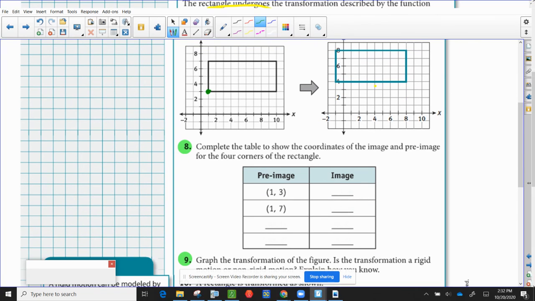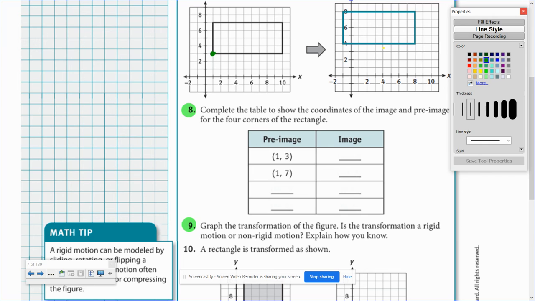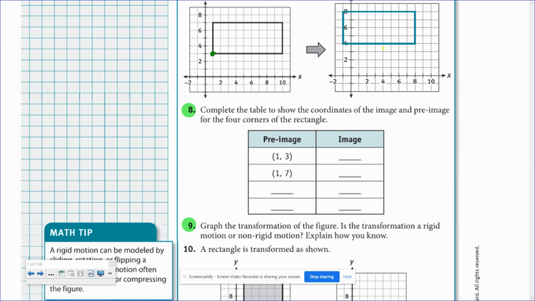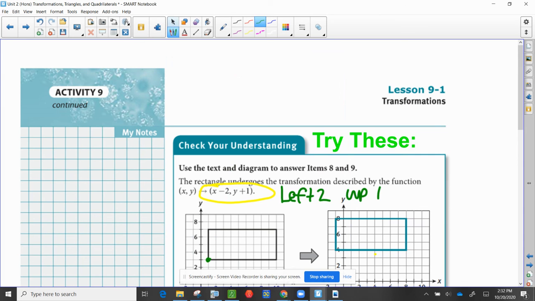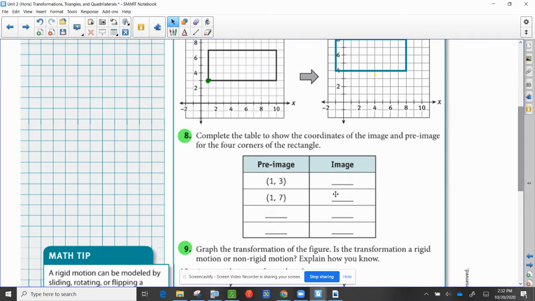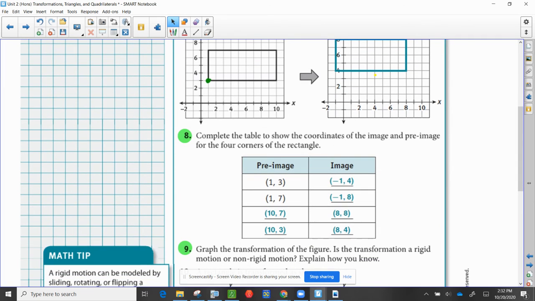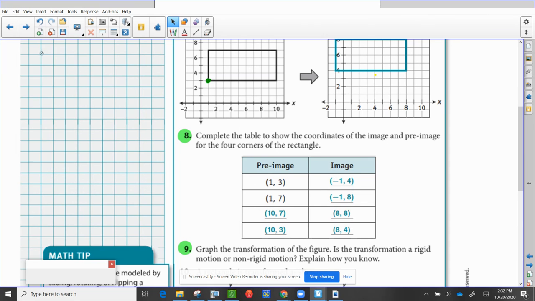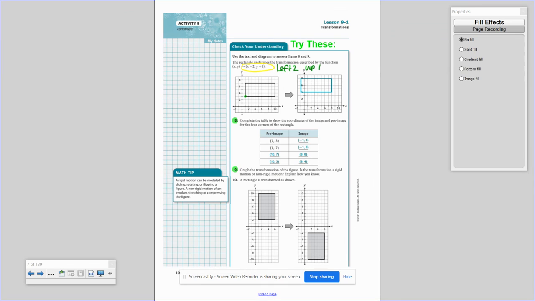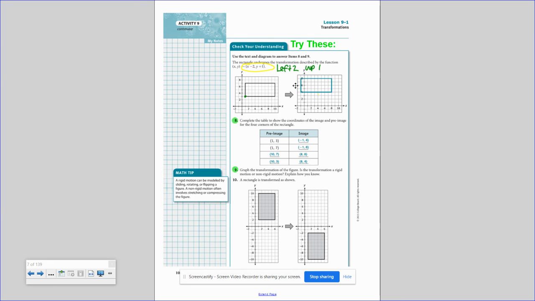Now, if you did the table first, it really doesn't matter, right? So our table, if we filled it in correctly, should look like this. Again, we took each x value, subtracted 2, and added 1 to each y value. So we went subtract 2, and then plus 1 on the y, and then go ahead and graph your 4 points. You'll show that transformation.